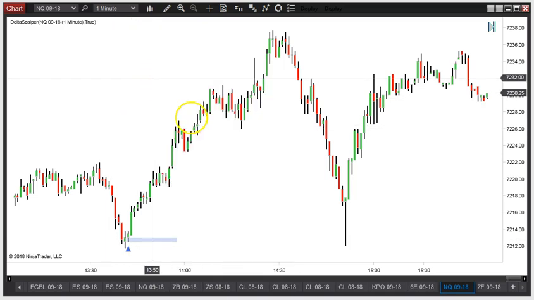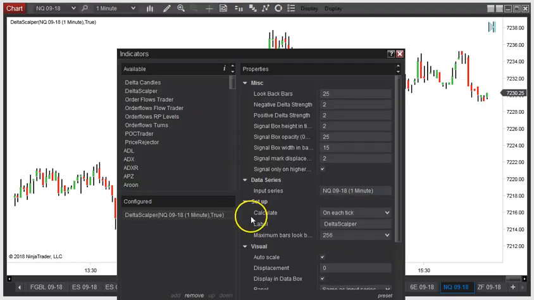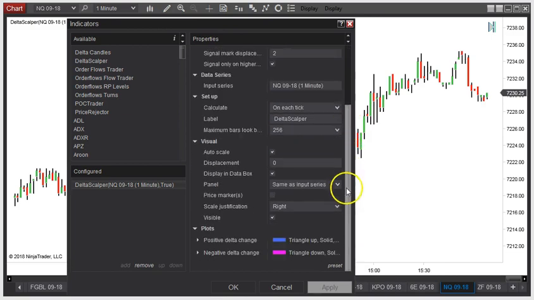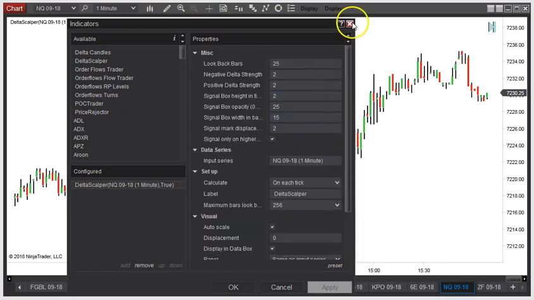The Delta Scalper should have... no, nothing. Never mind. Back off of that.